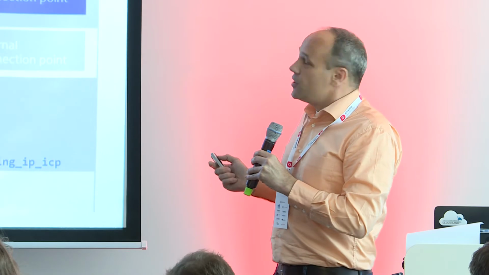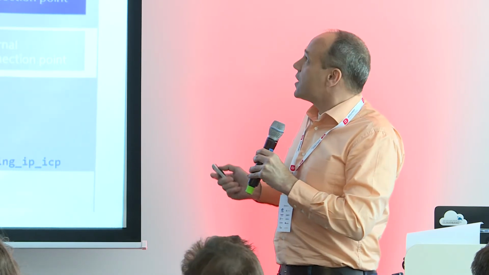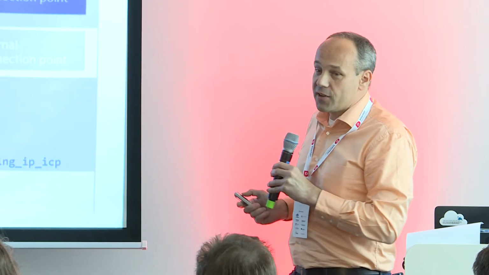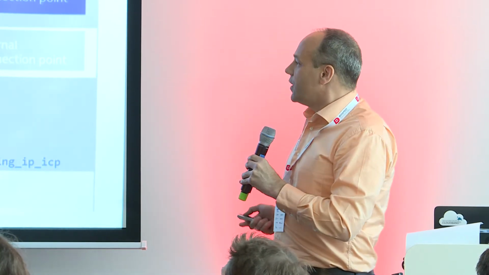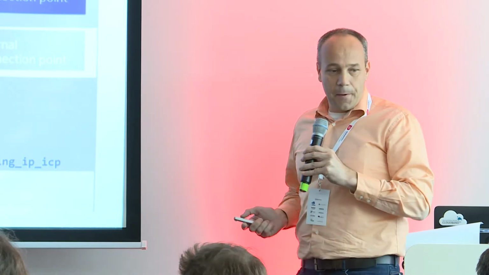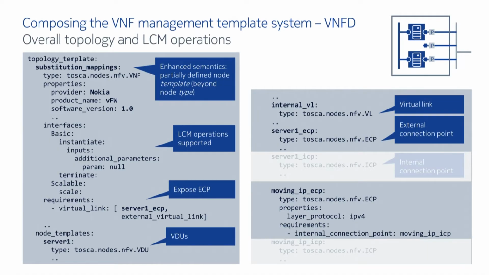The details of this are not in the template. It's up to the software running on the servers how to do that. In the template, we just simply declare the necessary resources. So going back to the substitution mapping, it says certain properties about the VNF, how it appears on the upper level, so provider, name of the product, and so on.